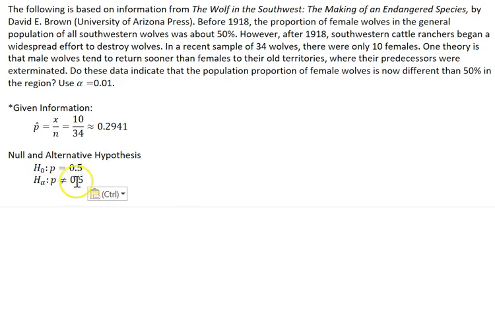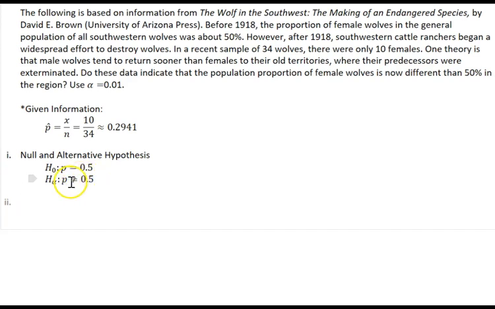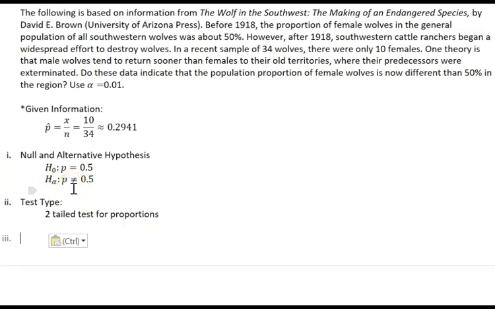Remember, the alternative hypothesis tells me whether I'm doing a left tail test, a right tail test, or a two-tailed test. So remember, I follow the sign on the alternative. Not equals means two-tailed test. So I'm going to do a two-tailed test for proportions.